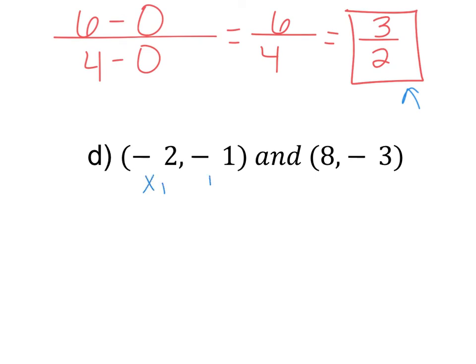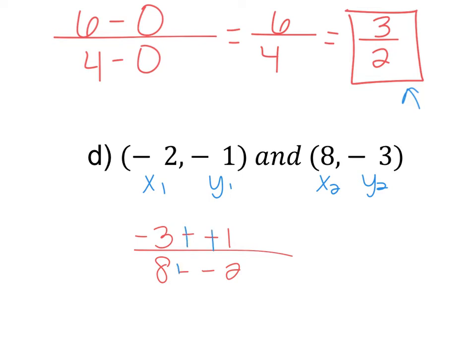Okay, next one, x1, y1, x2, y2. So I have y2, 3, minus negative 1, y1, over 8 minus x1, negative 2. Look at all those negatives. Let's change a few of them to positives that we can. So this becomes negative 3 plus 1, would be negative 2. 8 plus 2 would be 10. And this simplifies to be negative, what would that be, 1/5?